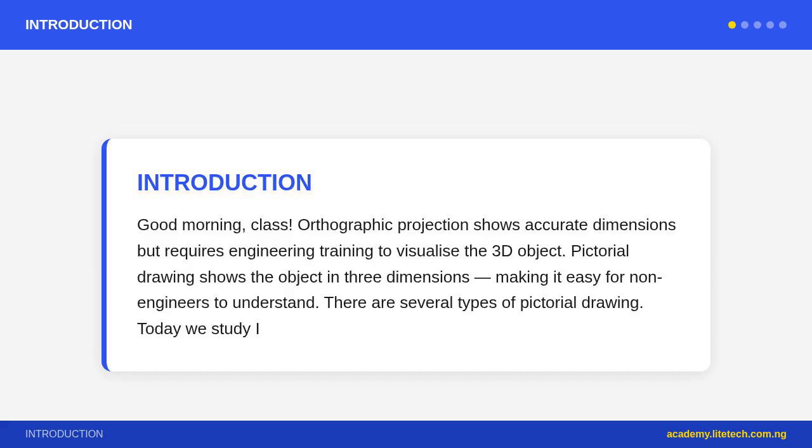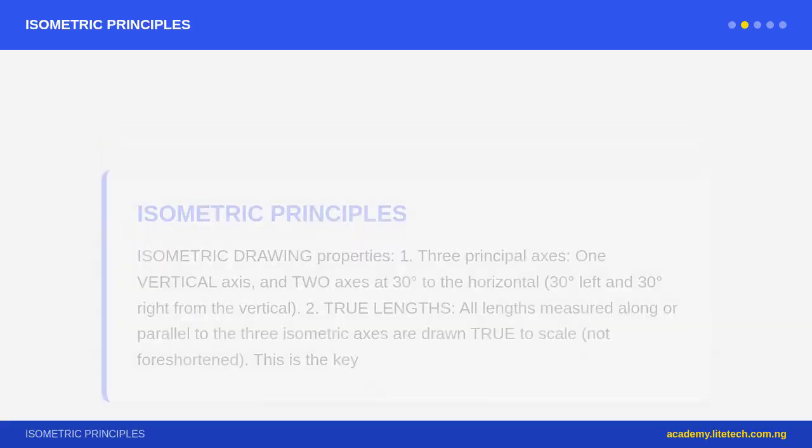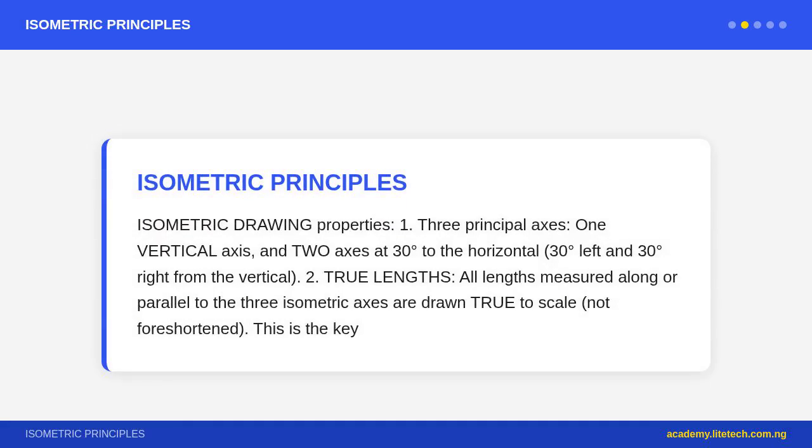Setting up isometric axis. Vertical axis, straight up. Left axis, 30 degrees to the left of horizontal. Right axis, 30 degrees to the right of horizontal. All 3 axes meet at the front corner, lowest corner for a box, the origin point.